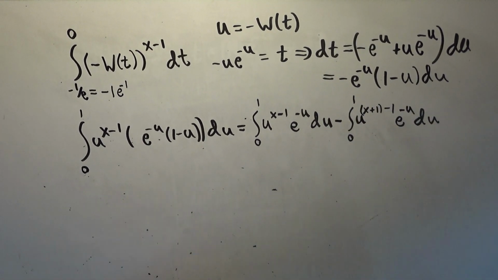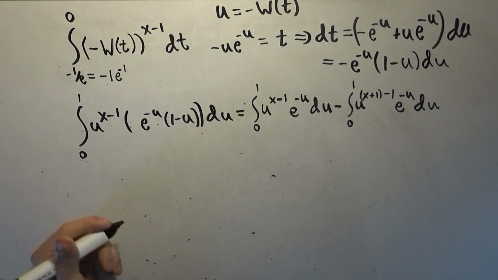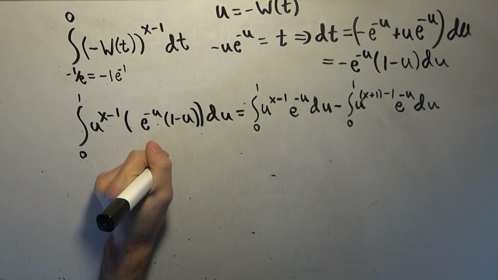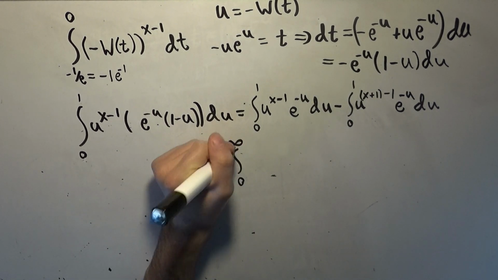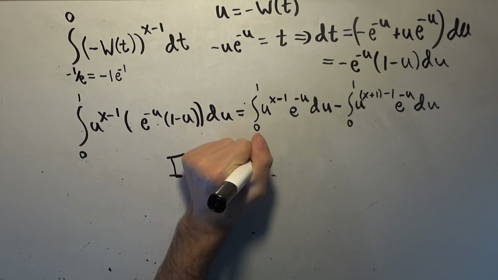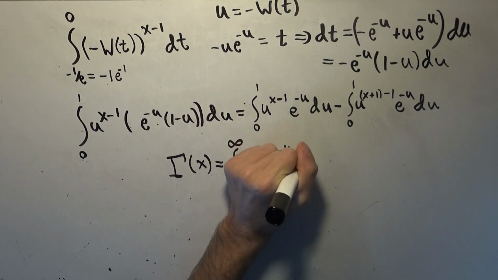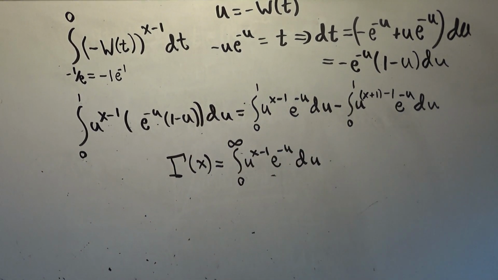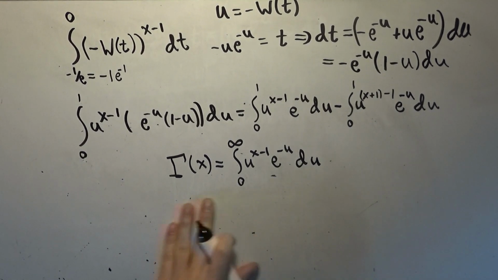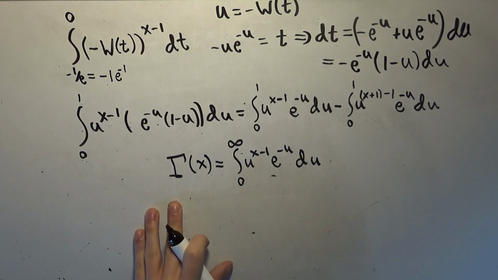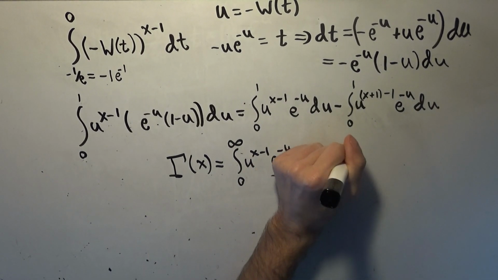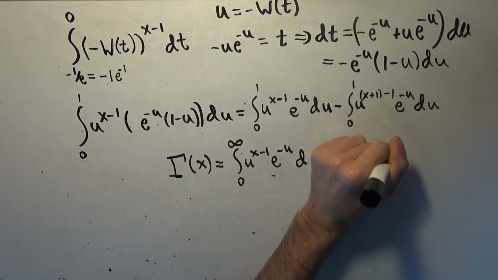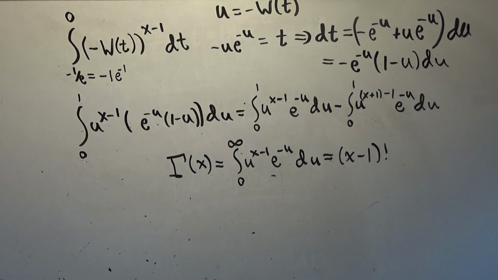Now, these look rather familiar, or they should look rather familiar, because if you consider the gamma function, this is equal to the integral from 0 to infinity of u to the x minus 1 times e to the negative u du, if you're at all familiar with special functions. And you can use integration by parts to find a recurrence relation that shows that this is quite literally equal to x minus 1 factorial for non-negative integers x.